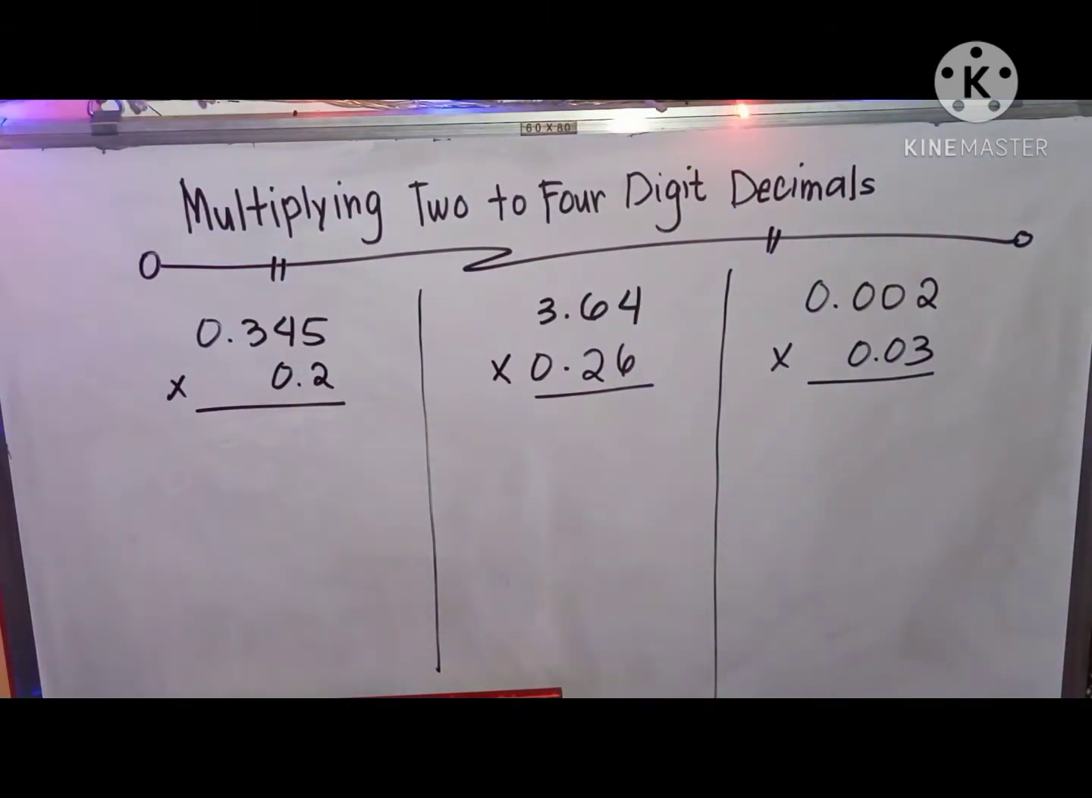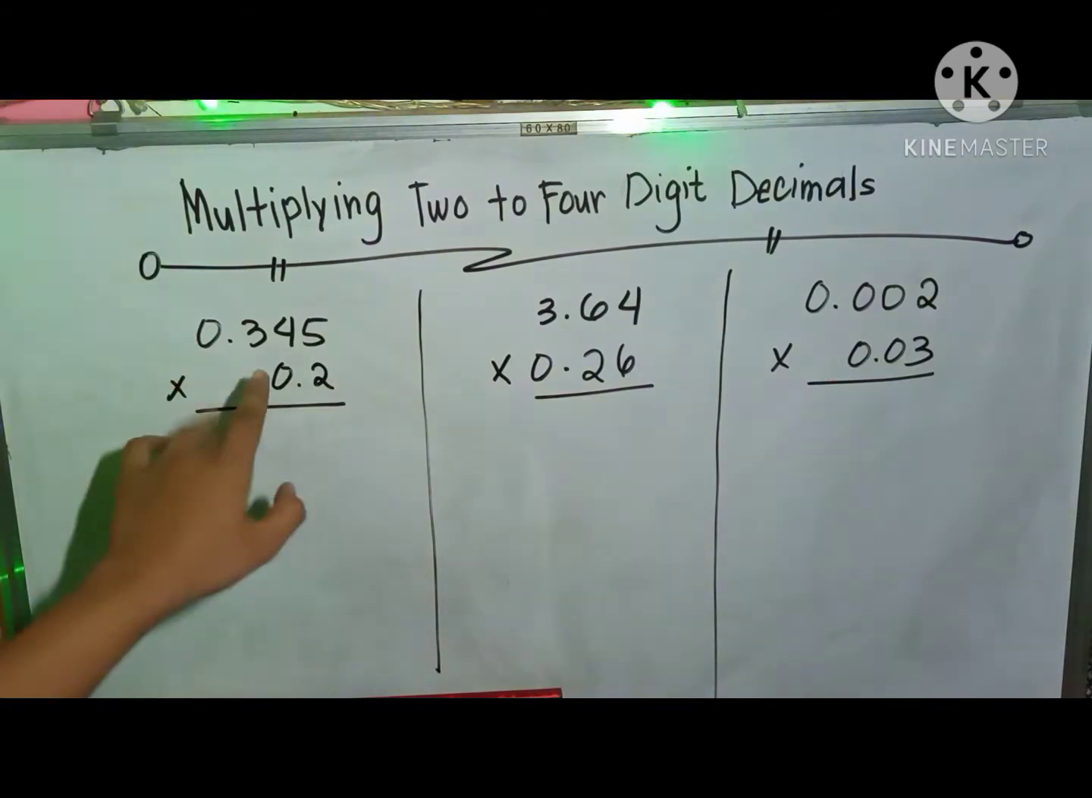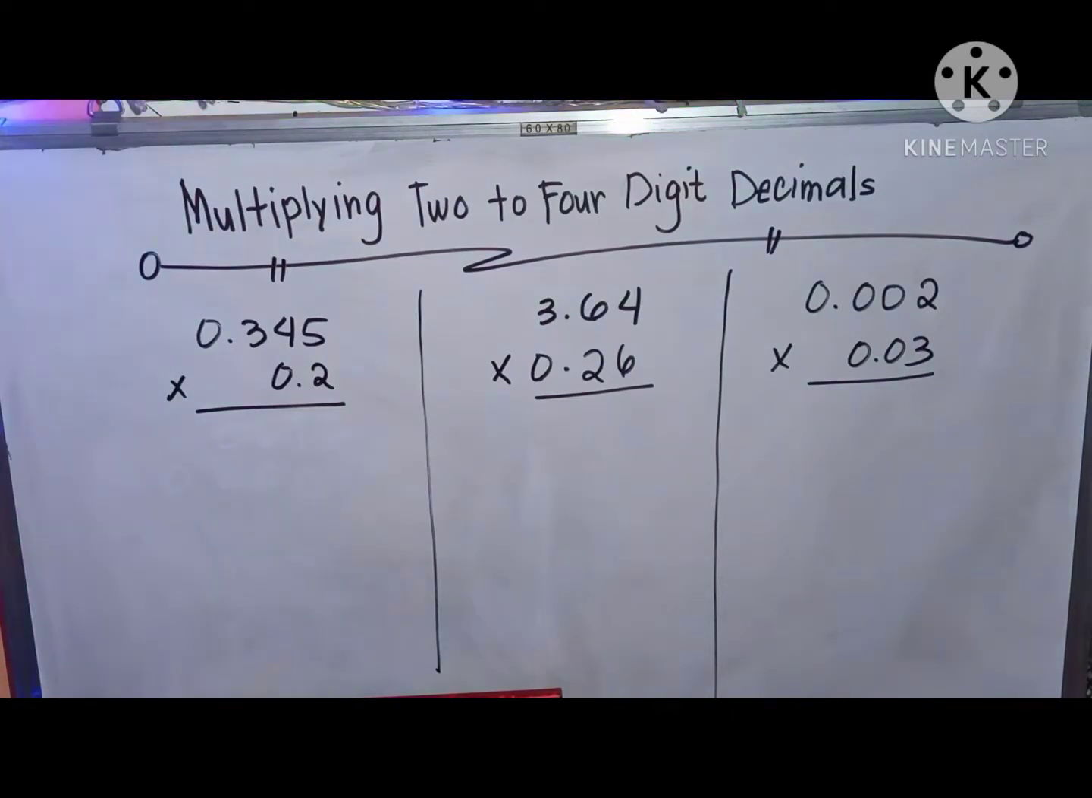Good day everyone. So for today's video lesson, we are going to multiply 2 to 4 digit decimals. In multiplying 2 to 4 digit decimals, we are going to use the same process as how we multiply whole numbers. Now the difference is that at the end of the process of multiplying these numbers, we are going to do the final step to get the final product of these decimals. So let us start multiplying. Again, as I have said, we are going to multiply this as how we multiply whole numbers.